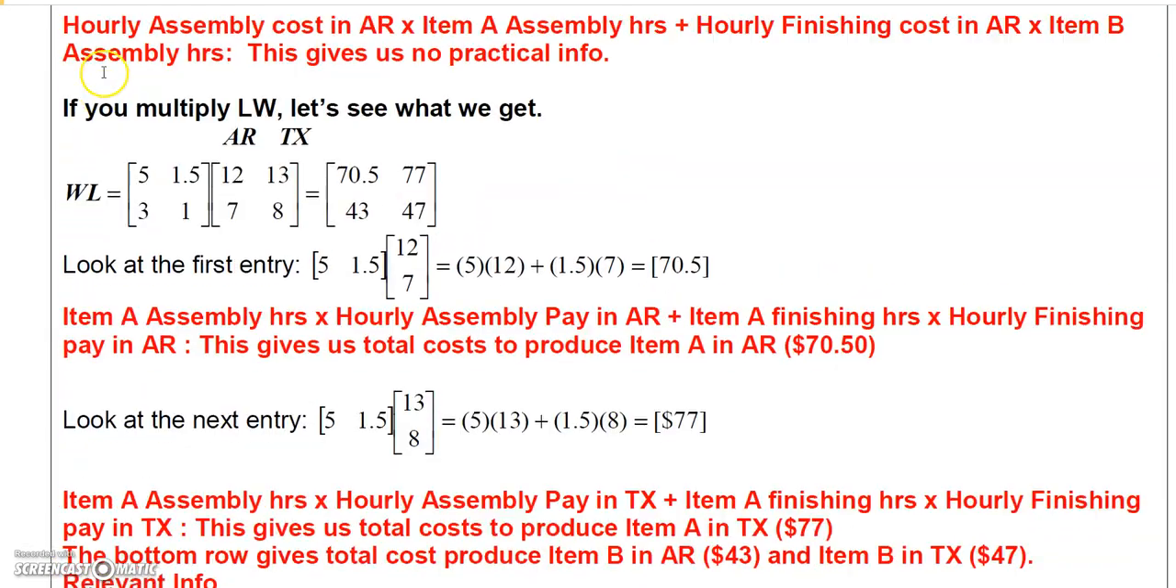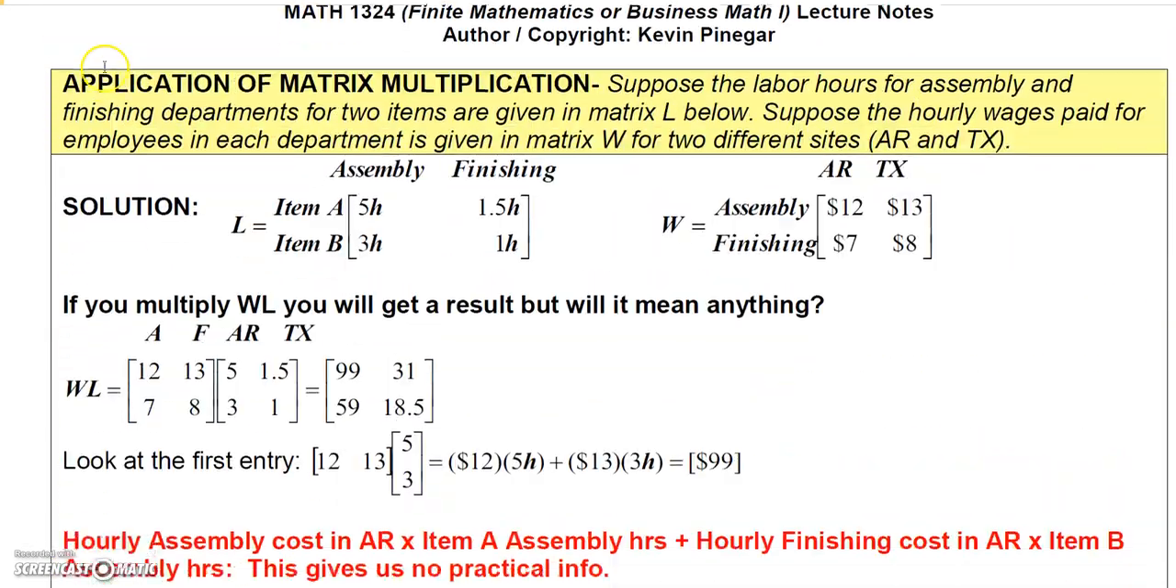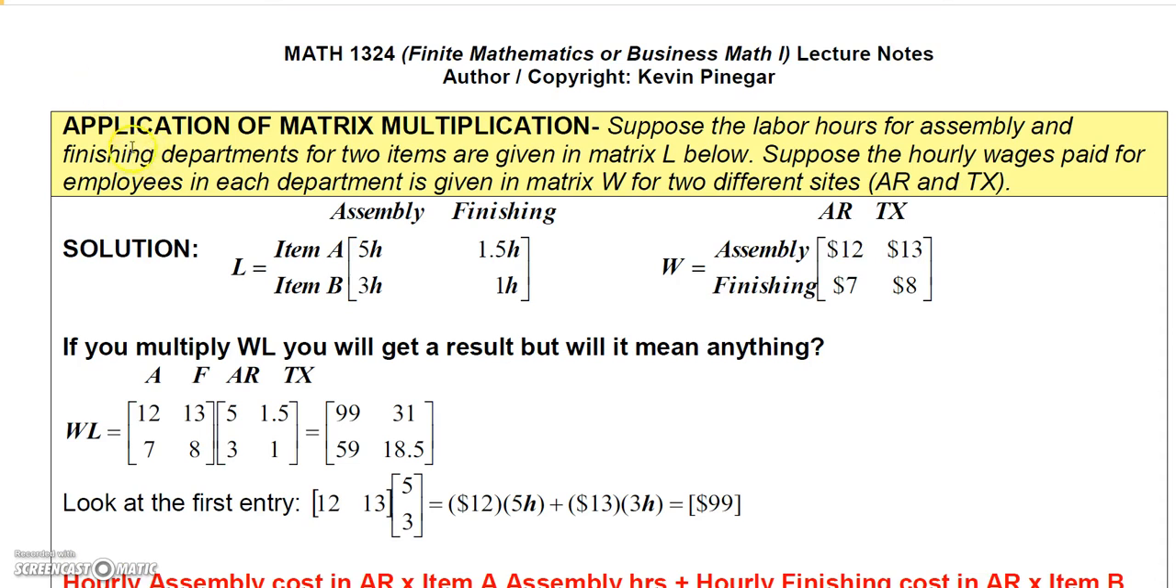So in this video I'm going to talk about some applications, and let's start with this first example. This is going to be an application of matrix multiplication. Suppose the labor hours for the assembly and finishing departments for two items are given in matrix L below. Here in matrix L, item A requires 5 hours of assembly and 1.5 hours of finishing, and item B requires 3 hours of assembly and 1 hour of finishing.